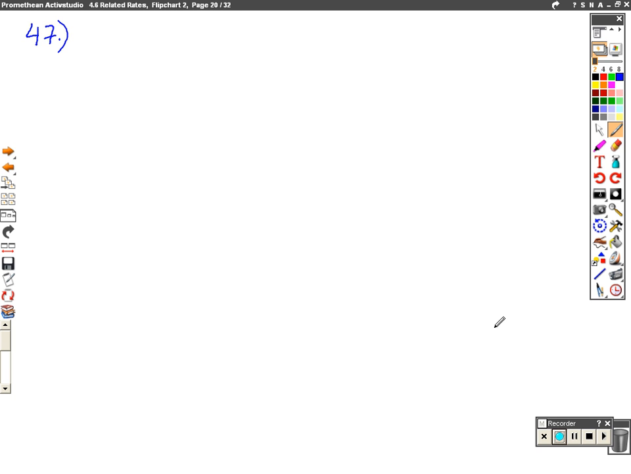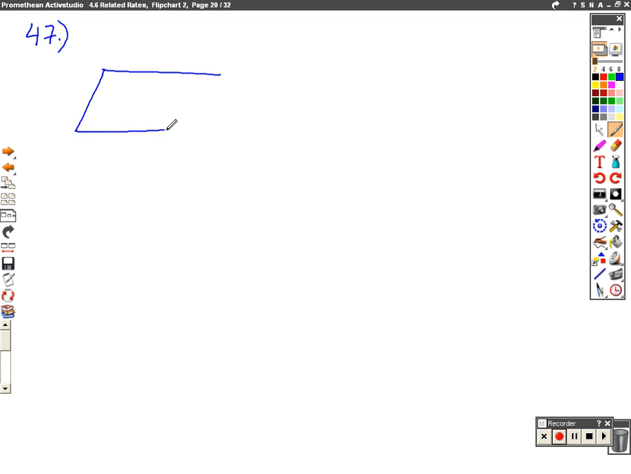All right, guys, moving on to 47. We're looking at storage bin. We want to find the dimensions of the largest open top storage bin with a square base and vertical sides that can be made from 108 feet of sheet steel.